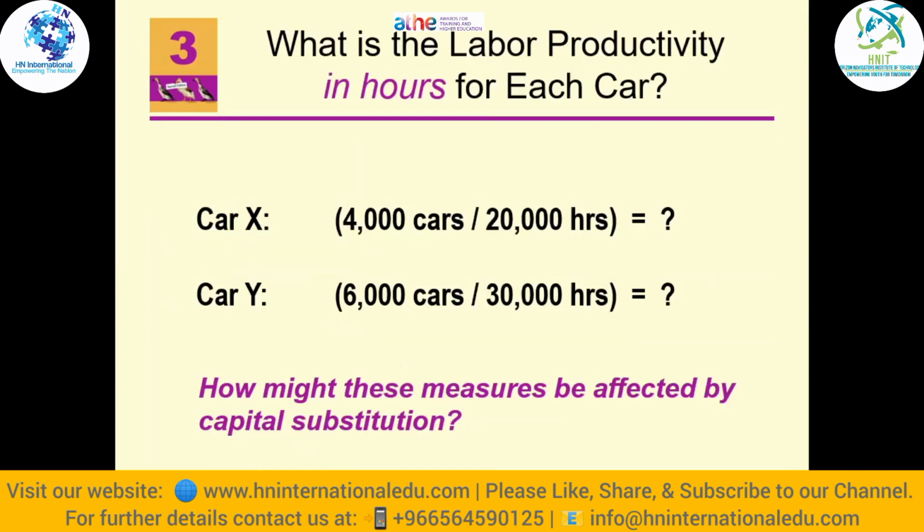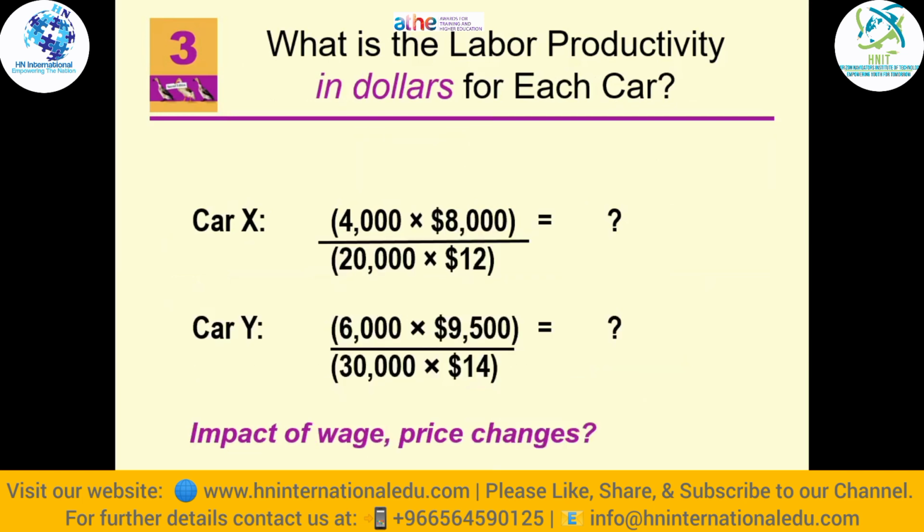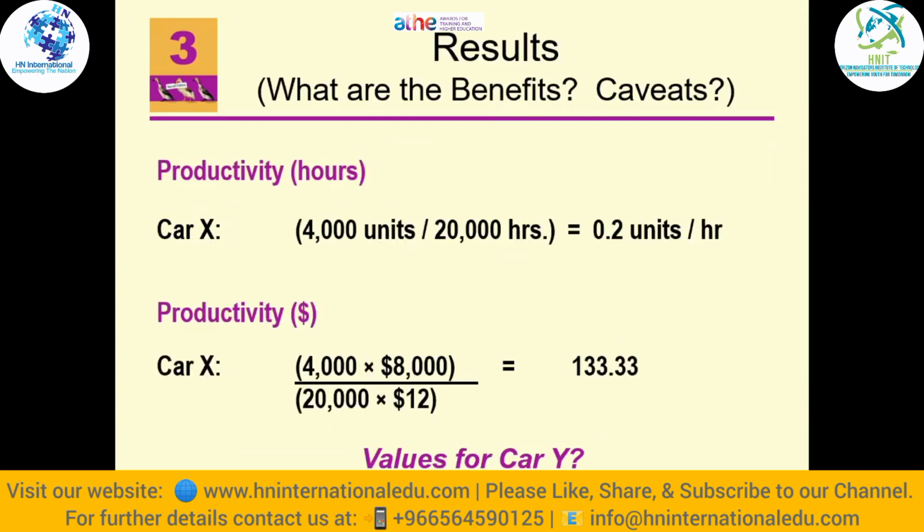Okay, ma'am. 4,000 cars over 20,000 hours, this is going to be the productivity of car X. Then car Y, 6,000 cars over 30,000 hours, right? Then if they want you to put the unit as well, then you will multiply the units and you will have the productivity like this.